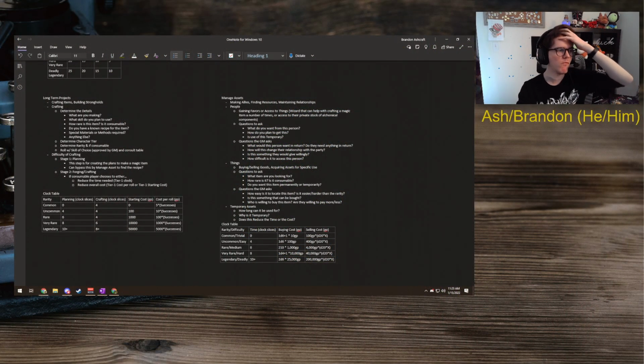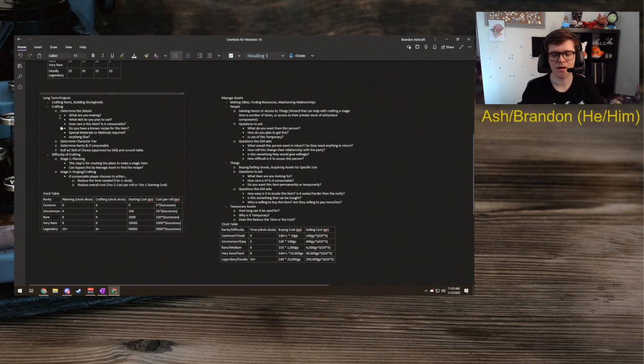There we go. I think I'm gonna set up StreamElements this afternoon because this is pretty bare, just looking at the overlay.